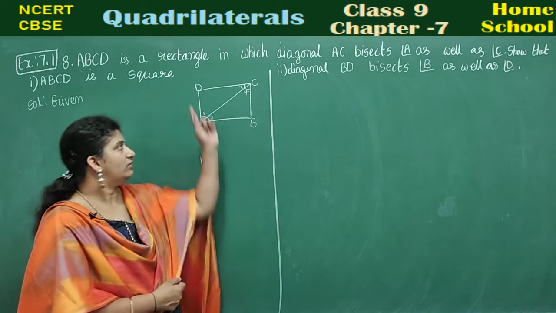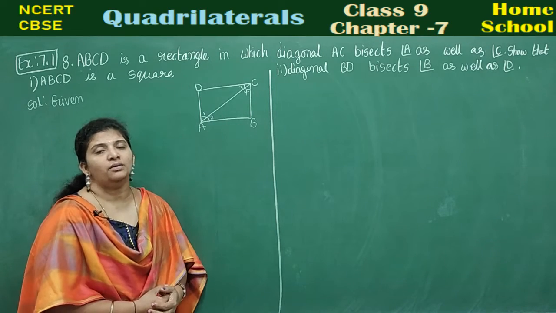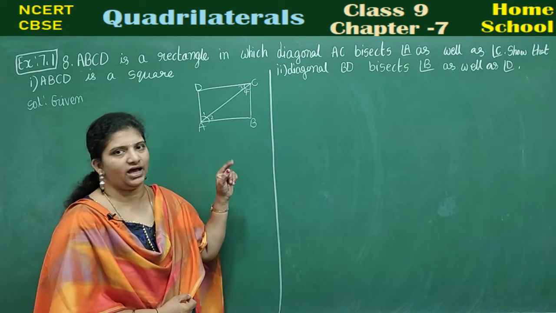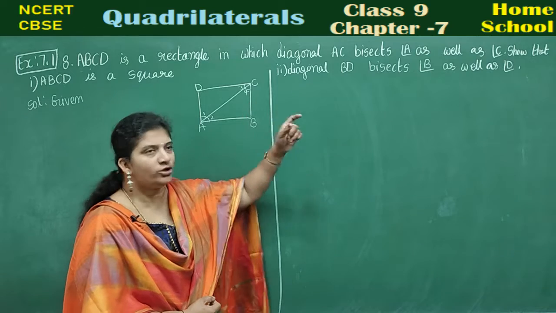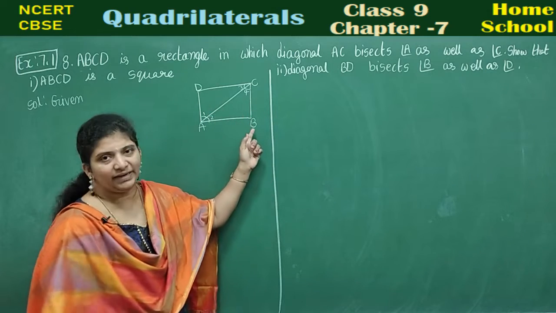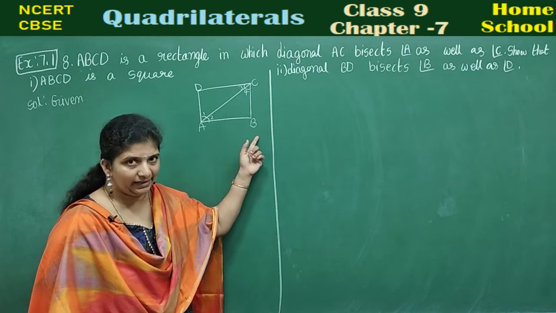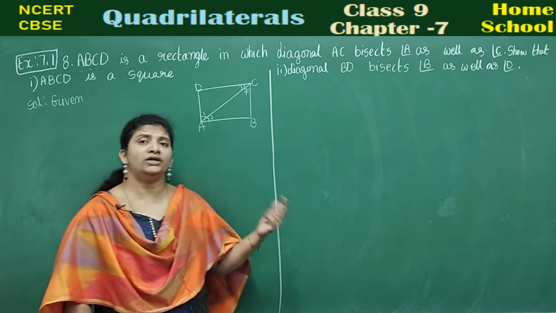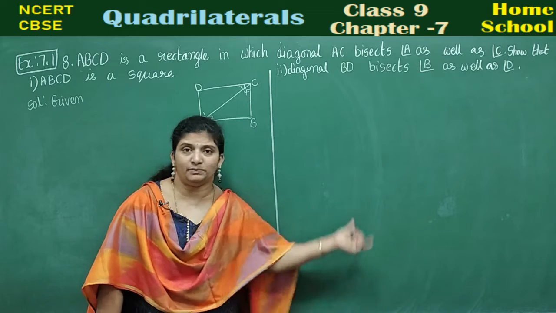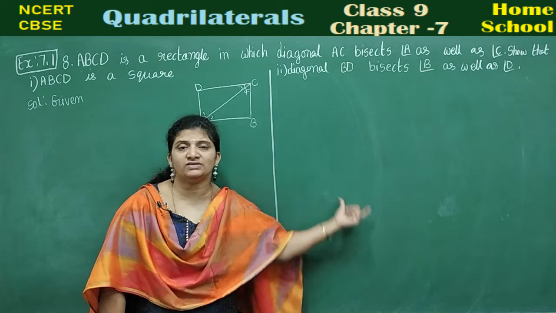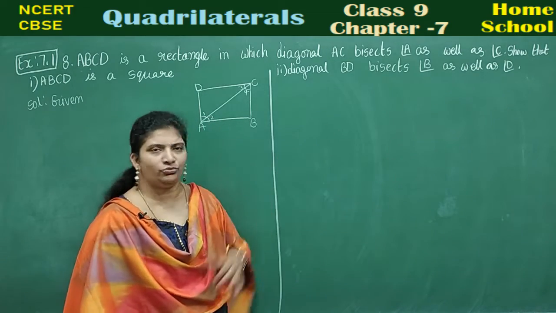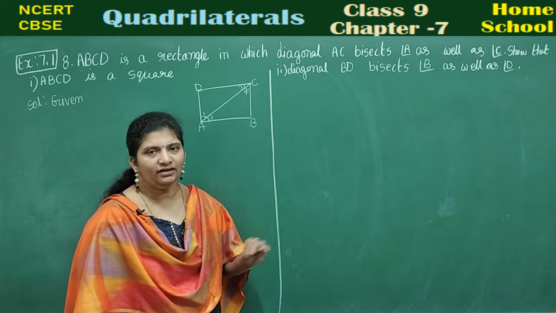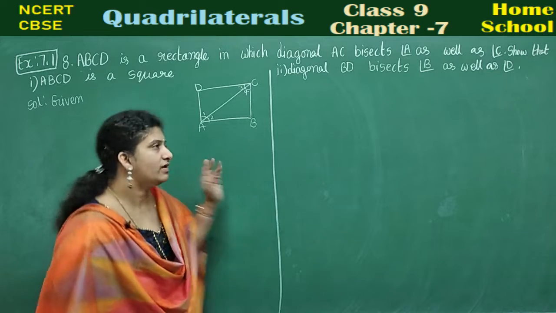Diagonal BD. Let's draw one more diagonal. BD bisects. Show that this one, children. Observe here carefully. Show that diagonal BD bisects angle B as well as angle D. Similar to the last problem, second case, what we have proved, similarly we need to prove that. Okay, don't learn any problem by heart, try to understand, then it will be easy.